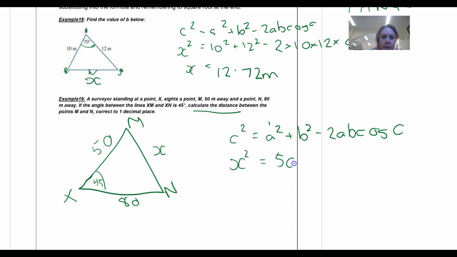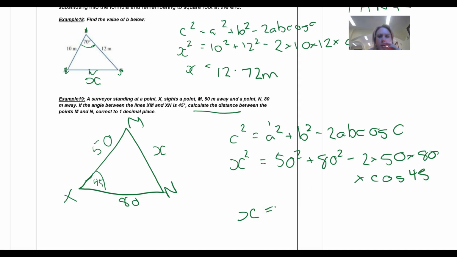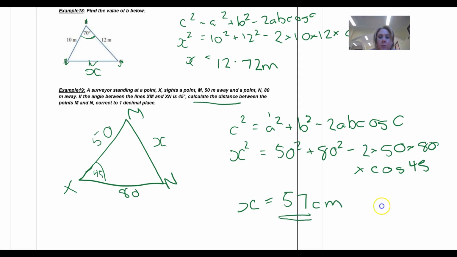This line, 50 squared plus 80 squared minus 2 times 50 times 80 times cos 45 says I know how to use the cosine rule, and the last line says I know how to use the calculator. I'll do that on pause. And I get 57 to 1 decimal place, so make sure you get that on your calculator and don't forget to square root.